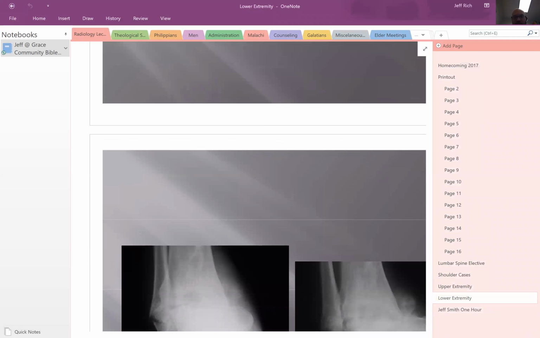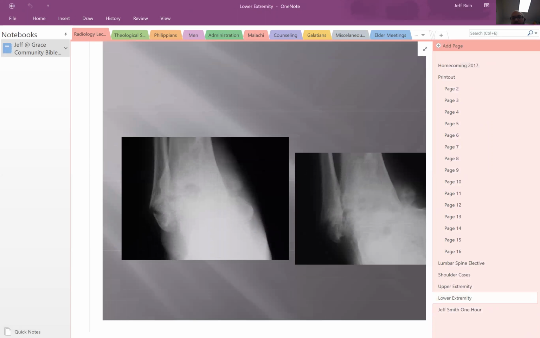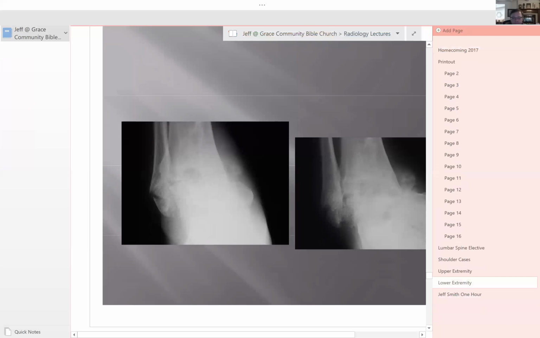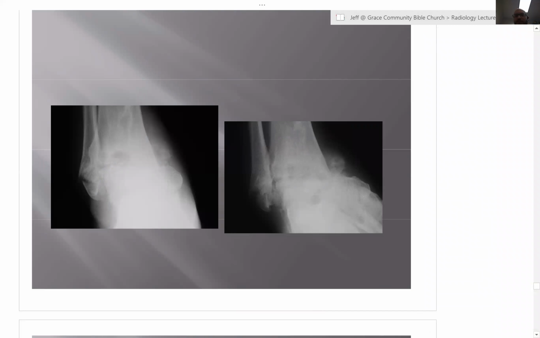Because this one did come up from a different case. So since we only have a couple minutes left and that one's not come up, let me just show you a different case. Check out this ankle. Is that not nasty or what? Wow. That is nasty. All right.